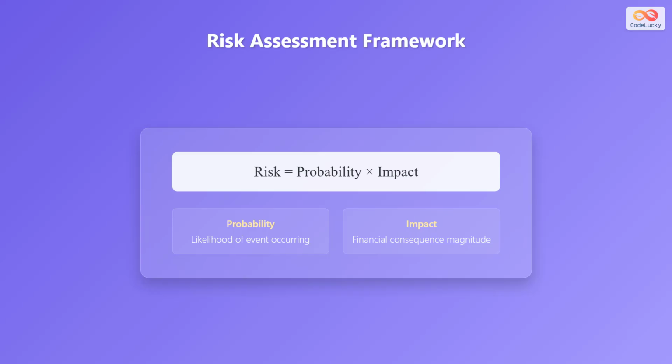Here's the risk assessment framework. Risk equals probability times impact. Probability is the likelihood of an event occurring. Impact is the magnitude of the financial consequences.